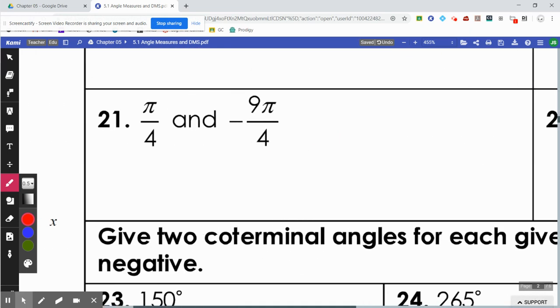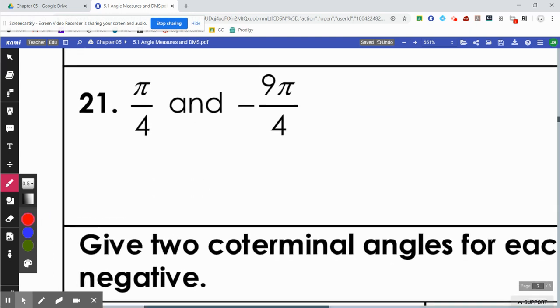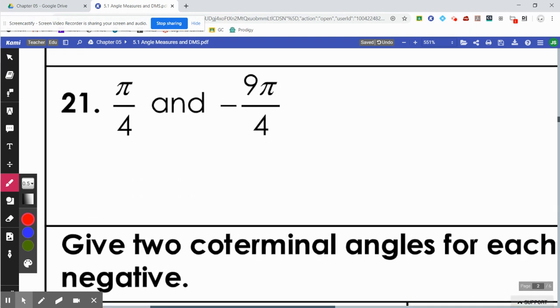Number 21. Pi over 4 and 9 pi over 4. Now, let me share something with you. As soon as I see radian measures, again, radian measures sometimes are a little bit confusing. So what I do automatically is I change them to degree measures. So this would be 180 divided by 4. That's a 45-degree angle.